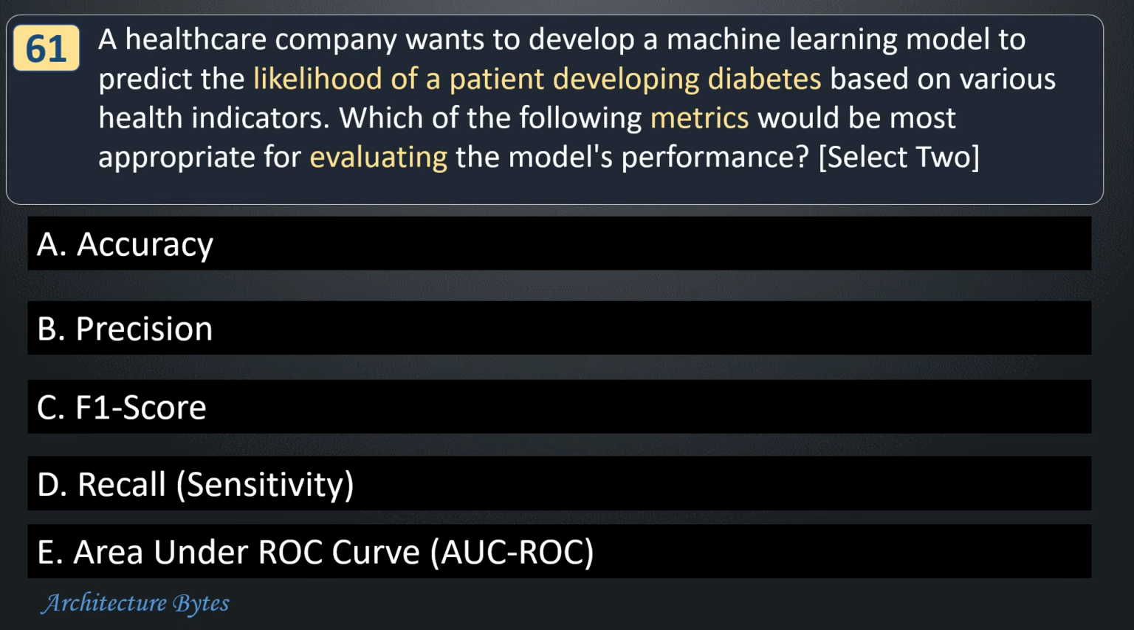A healthcare company wants to develop a machine learning model to predict the likelihood of a patient developing diabetes based on various health indicators. Which of the following metrics would be most appropriate for evaluating the model's performance? Our options are accuracy, precision, F1 score, recall sensitivity, or area under ROC curve.